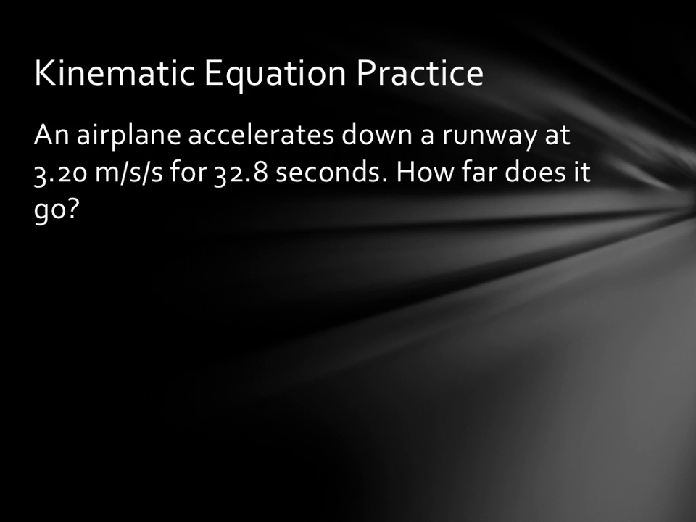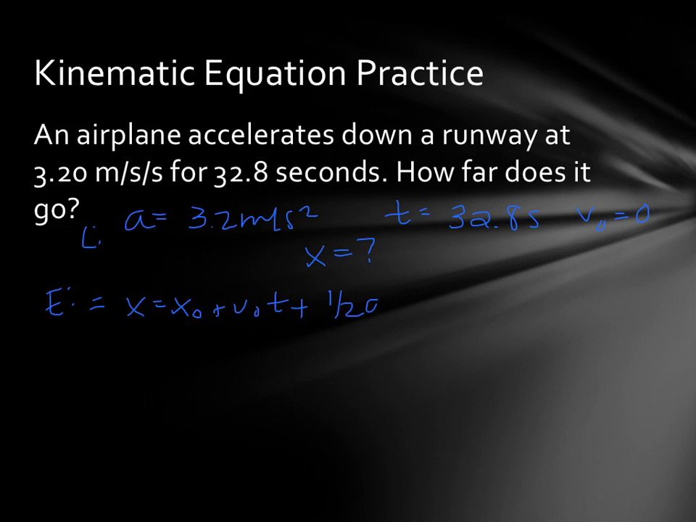These equations are sometimes where it comes in handy listing out your knowns. Accelerating down a runway, our acceleration is 3.2 meters per second squared, and the time it takes is 32.8 seconds. Based on the information given to us, we're going to assume that our initial velocity is 0, because it doesn't tell us that we have an initial velocity, so that's the only assumption we can make, and we want to find distance. Which of our equations involves all of these variables? Here's our equation: x equals xo plus vot plus 1/2 at squared.